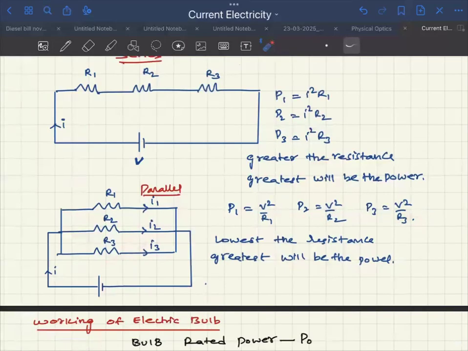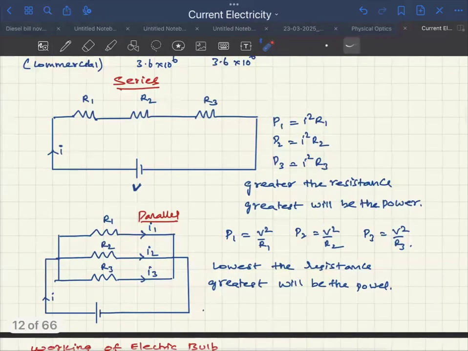Now tell me, the least denominator, the higher is the fraction. So the path along which resistance is least, power delivered will be high. So the lowest the resistance, the greatest will be the power delivered.